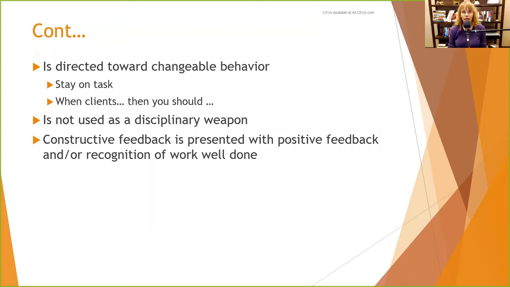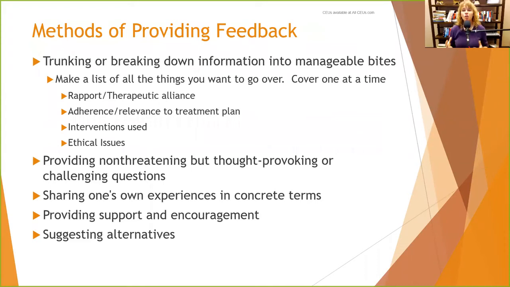Methods of providing feedback. Chunk or break down information into manageable bites. Not a litany of done me wrongs. So make a list of all the things that you want to go over and cover one at a time. So if you did a supervision session or you watched 3 tapes the supervisee gave you and there are things that you want to go over, make a list, such as maybe starting out with, okay, rapport and therapeutic alliance issues we need to go over. Let's talk about this a little bit. And here's how I saw it in these 3 tapes I reviewed.